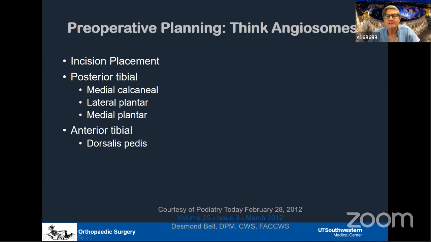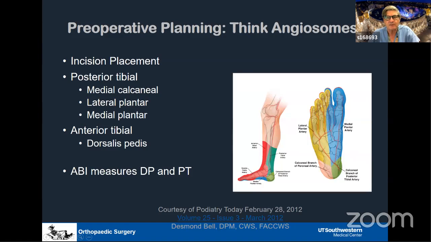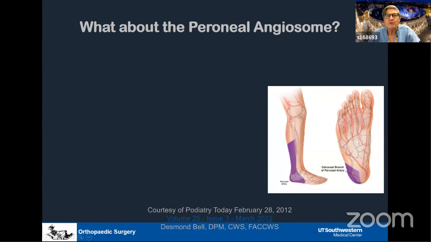The anterior tibial ends in the dorsalis pedis, and the ABI really measures the dorsalis pedis and the posterior tibial pulses. And so this is an example of your anterior tibial angiosome and your posterior tibial angiosome. But I always think about, what about the peroneal angiosome? You can see here in this picture, it's the lateral aspect of the distal leg and the lateral aspect of the hindfoot. And quite honestly, as orthopedic surgeons, we spend a lot of our time in this particular angiosome.